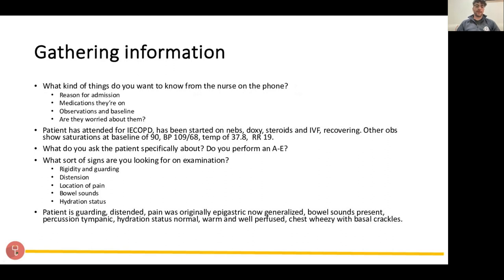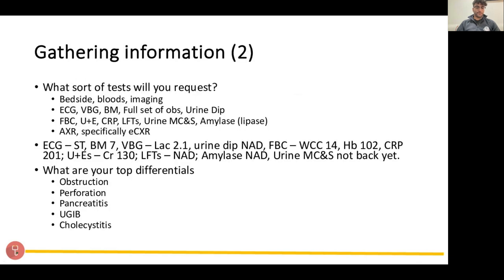The pain was originally epigastric and is now generalized. Bowel sounds are present. Percussion tympanic, hydration status normal, warm and well perfused. The chest is wheezy with bibasal crackles.